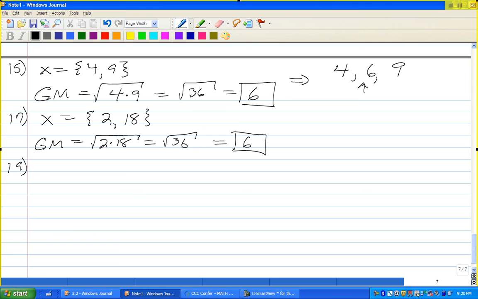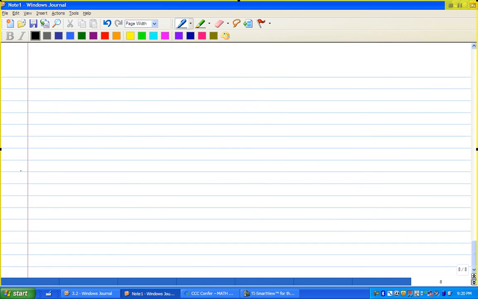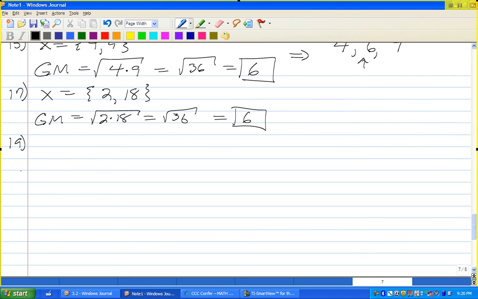Problem 19. Insert 3 geometric means between 3 and 27. So I want to insert a geometric mean. I guess I'll call this a sub 2, another geometric mean, and another geometric mean. So that you have 3 geometric means between 3 and 27.